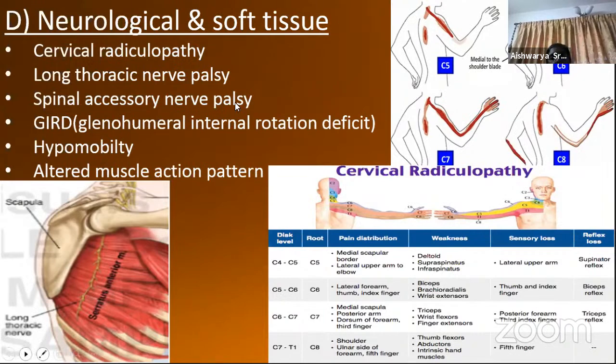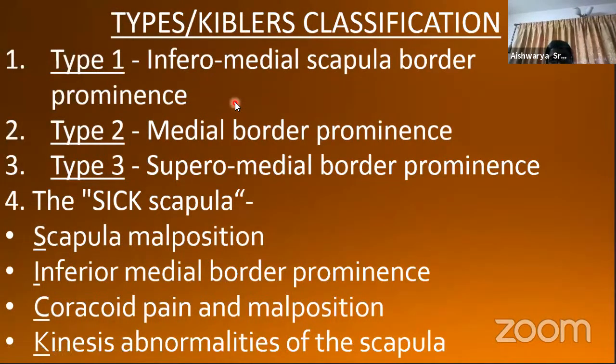Now, coming to the types, it's known as the Kibler's classification. There are four types. Type 1 scapular dyskinesis is mainly the inferior angle. Sometimes there will be an inferior medial scapular border prominence, but mainly is the inferior angle prominence. Type 2 is when the medial border of the scapula is prominent. Type 3 is when the superior medial border of the scapula is prominent. And type 4 is the SICK scapula.